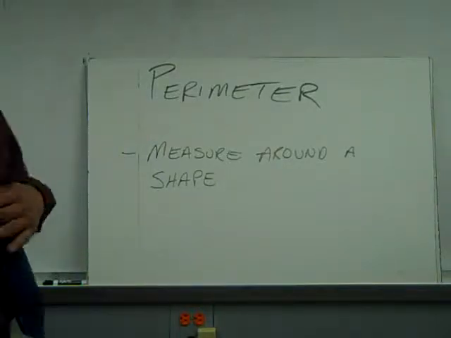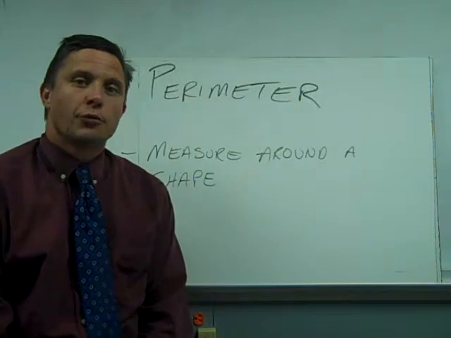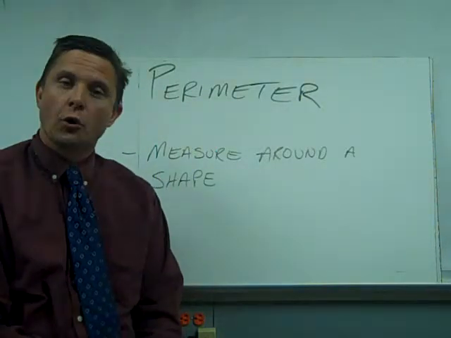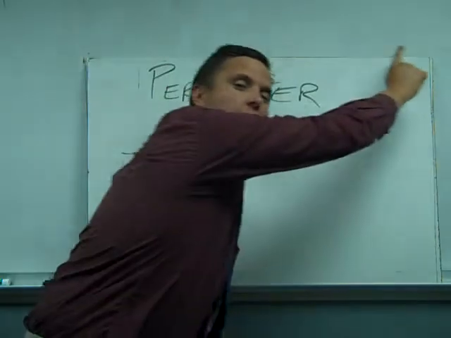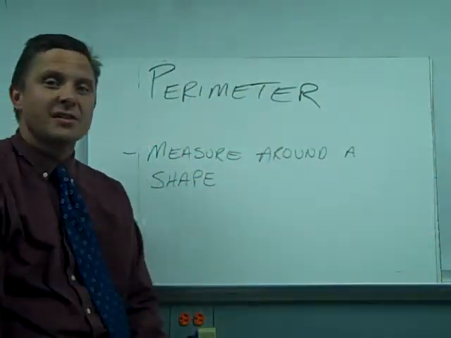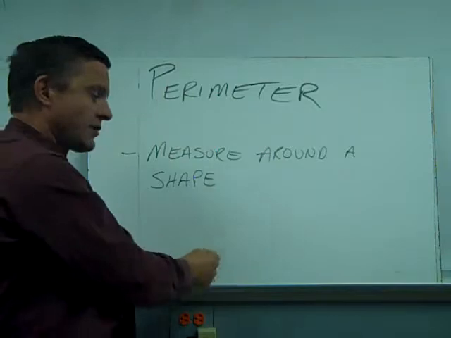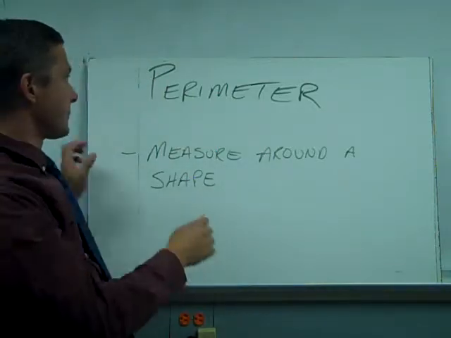So today we're going to talk about perimeter. Perimeter is simply the measure around a shape. If I started with the board here, it would just be how far it is in inches. So if I took a ruler and I started measuring, how many inches around?